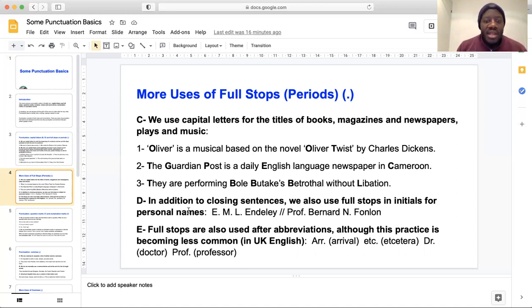Okay, now in addition to closing sentences, we also use full stops or periods in initials for personal names. For example, EML Indele, Emmanuel, okay? So EML Indele, E, so this is an initial, it stands for a full name here, okay? Or we talk about Professor Bernard N. Fonlon, N standing for, this is an initial for Nsah, Bernard Nsah Fonlon. We also use full stops.